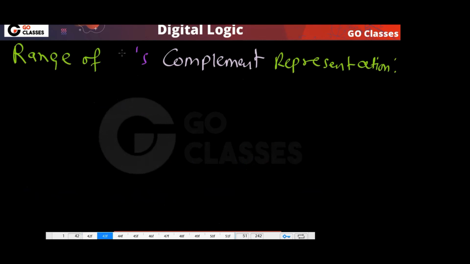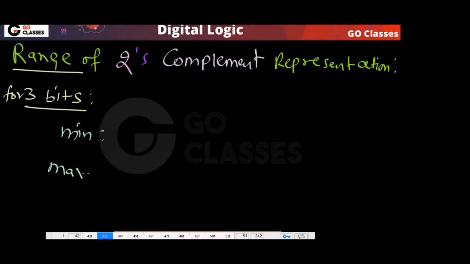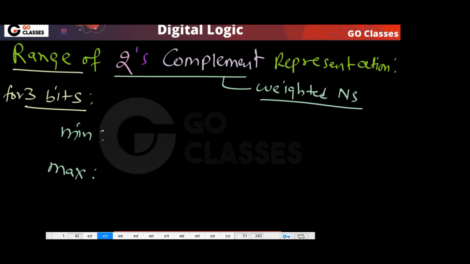Let's see the next thing, that is the 2's complement system range. What is the range of 2's complement system? The same thing we will do. Again, first we will find for 3 bits. If you have 3 bits, then what is the minimum and what is the maximum you can create? Remember, 2's complement system is a weighted code. This is a weighted number system, you already know. Use that concept.